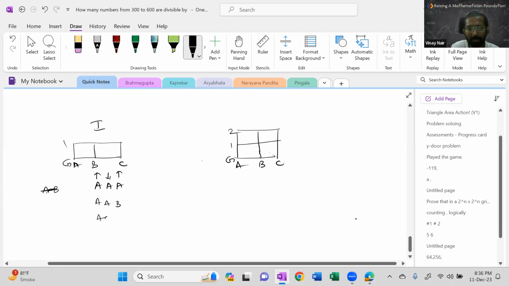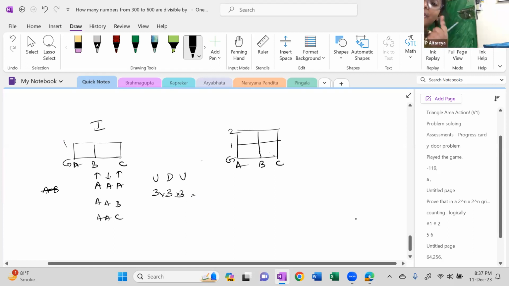So A, B, C, and so on. So this is going up, coming down, going up. 3 ways, 3 ways, just 3 ways. Just for the first floor we have 27 possibilities. For the second floor we have... No, don't jump to the conclusion so fast. Let us think.